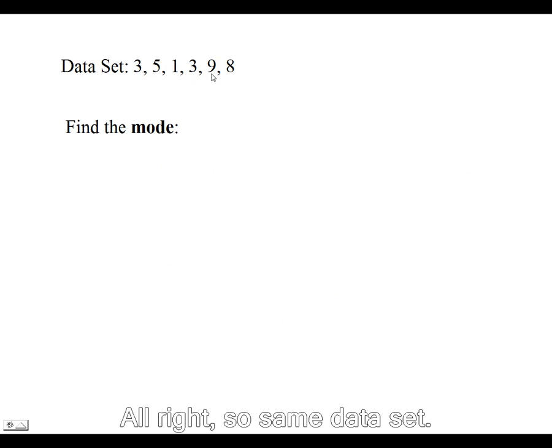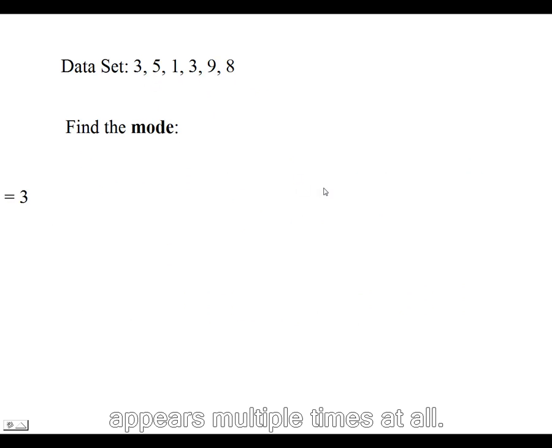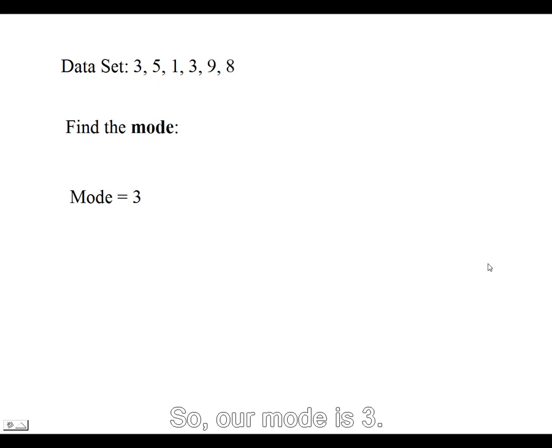All right. So same data set. Find the mode. Well, the number that appears the most often is 3. That's the only one that appears multiple times at all. So our mode is 3. And those are the three main measures of central tendency that we're going to use for data.